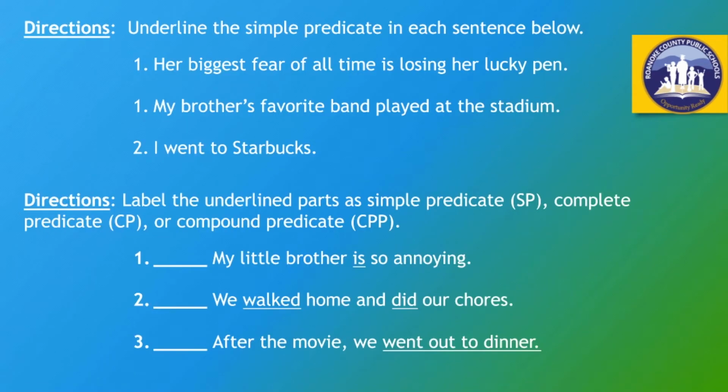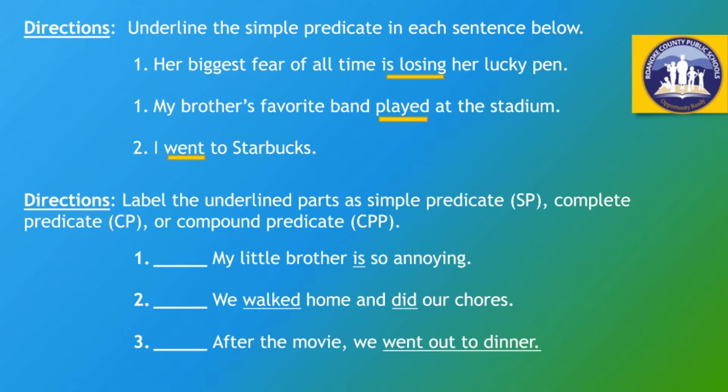Okay, let's move on to some practice here. Same sentences. Well, almost. Her biggest fear of all time is losing her lucky pen. Is losing is our simple predicate. Notice it can be two words. My brother's favorite band played at the stadium. What did the band do? They played. And then, I went to Starbucks. I went.